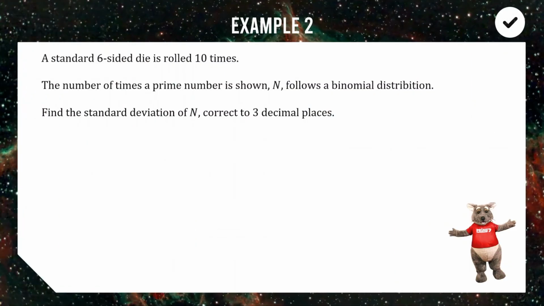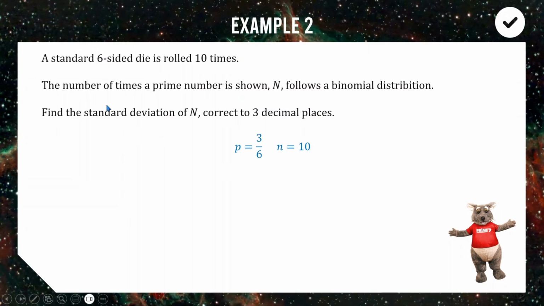Next one, we have a standard 6-sided die being rolled 10 times. The number of times a prime number is shown follows a binomial distribution because you can either roll a prime or you cannot, so it's 2 distinct outcomes. Find the standard deviation of n, correct to 3 decimal places. When you roll a die, what's the probability that it lands on a prime number? I know this is controversial, but 1 is technically not a prime number, because it only has 1 factor, not 2. So out of your first 6 digits, your prime numbers would be 2, 3, and 5. So your success probability would be 3 out of 6, or a half. We're rolling this die 10 times, so n is equal to 10.